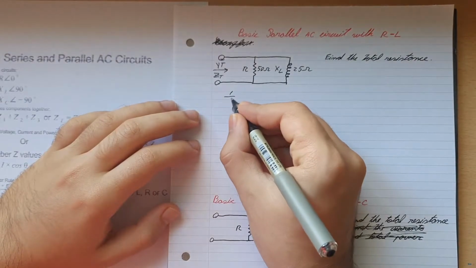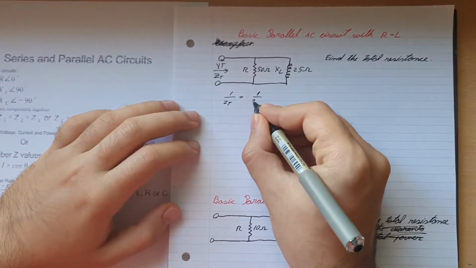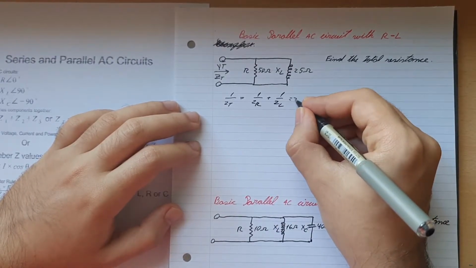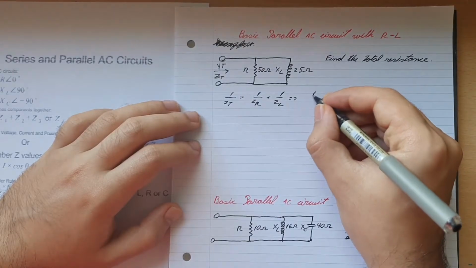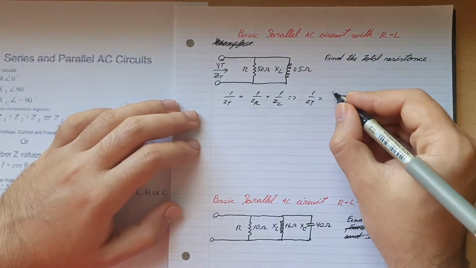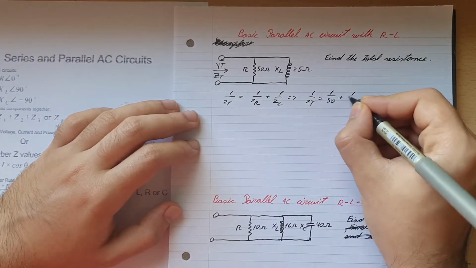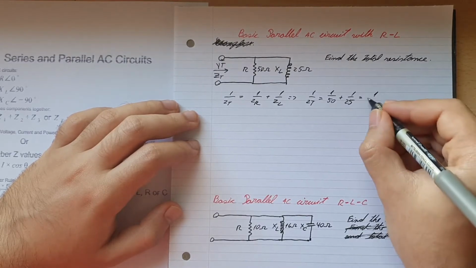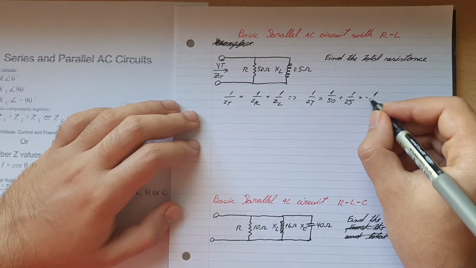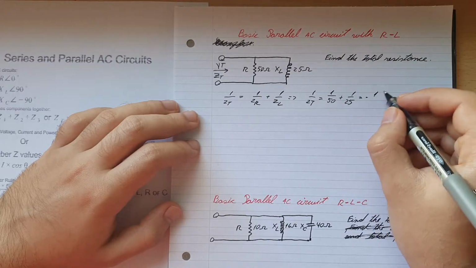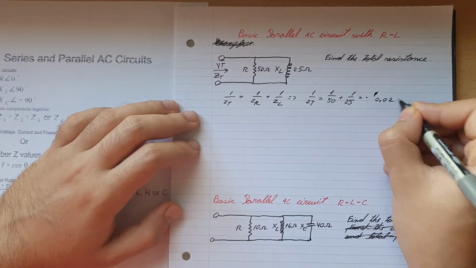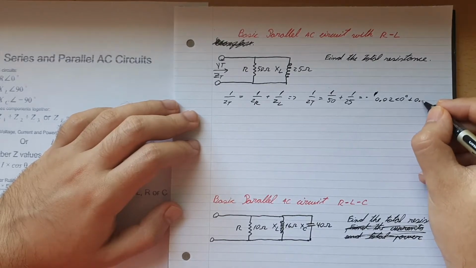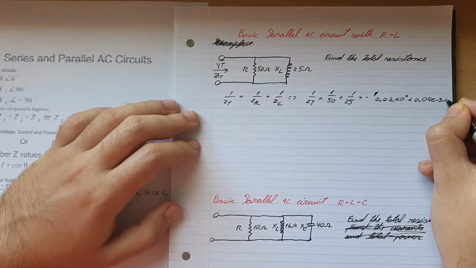We simply do 1 over ZT is equal to 1 over ZR plus 1 over ZL, and we can also rewrite this as 1 over ZT is equal to 1 over 50 plus 1 over 25, which would be 0.02 at an angle of 0 degrees plus 0.04 at an angle of minus 90 degrees.